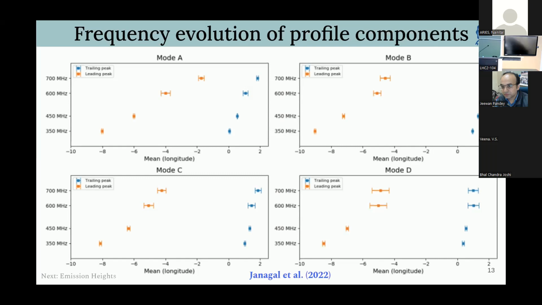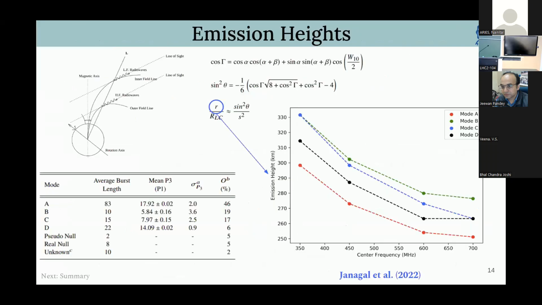In these plots, the orange points denote the leading peak in the modal average profile, and the blue points refer to the trailing peaks. Now you can notice an evolution towards the right-hand side with frequency for all the components, implying that the line of sight is actually cutting through conal sparks. We do not see such an evolution if the line of sight was cutting through the core sparks. And also note that the average profile of the pulsar had its peak coinciding at 0 longitude, but the individual modes show this kind of evolutionary behavior. Using all of this information, we calculated the emission heights for each mode.